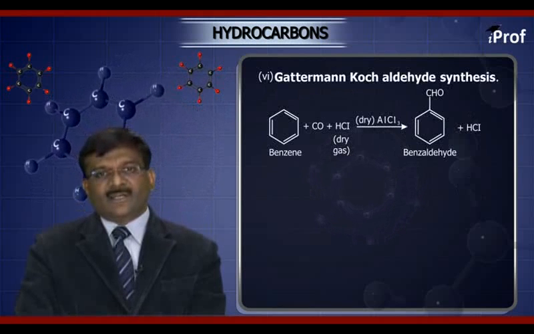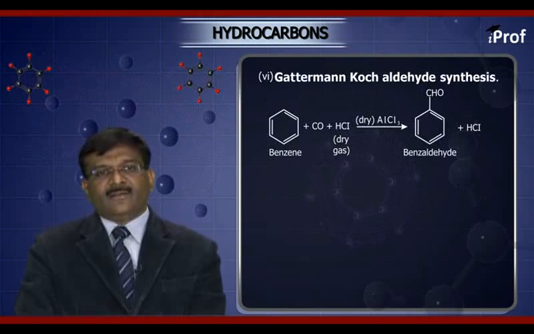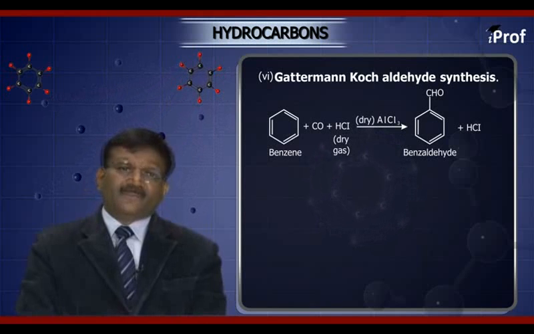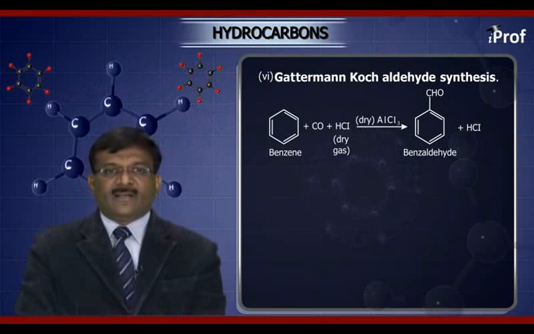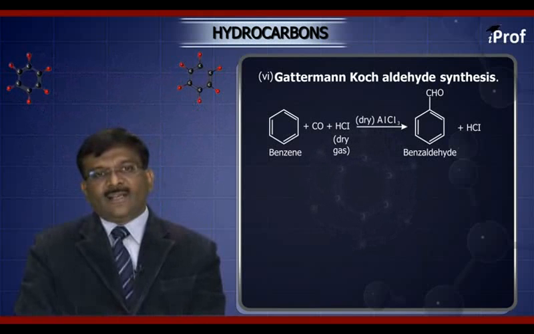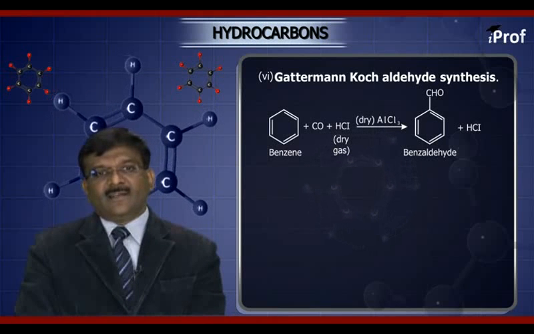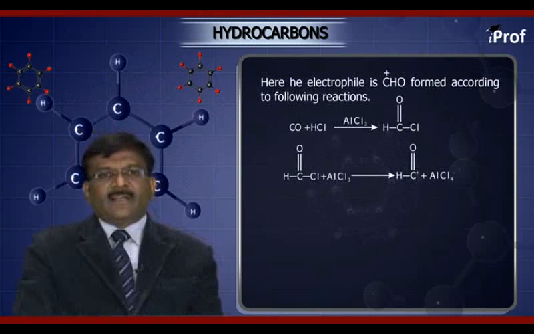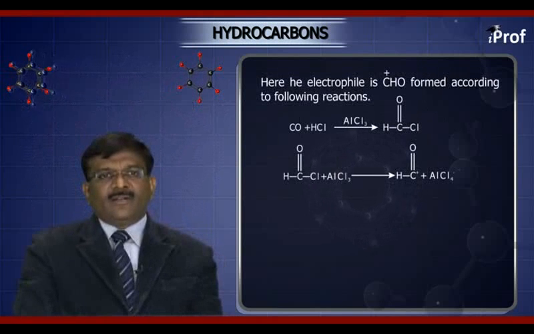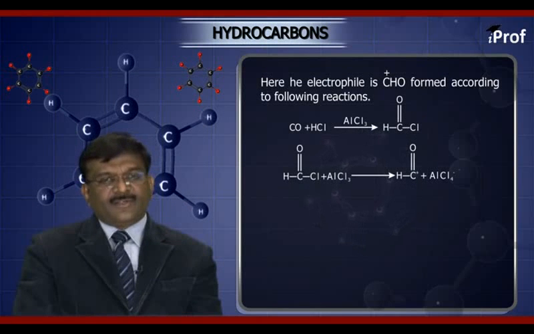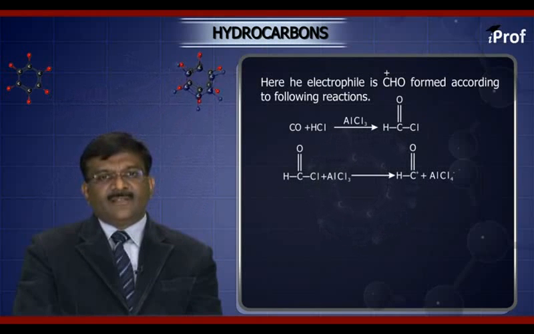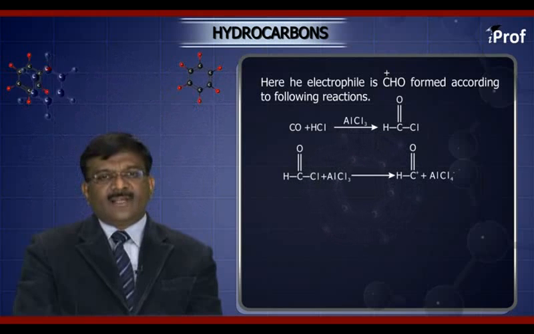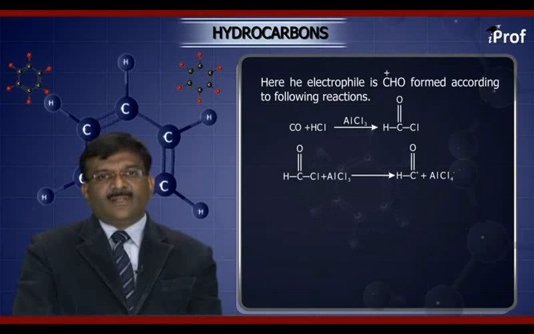Next, the Gattermann-Koch aldehyde synthesis, where benzene reacts with carbon monoxide and dry hydrochloric acid in presence of dry AlCl3, it gives the corresponding product benzaldehyde along with the liberation of HCl gas. Here the electrophile is the CHO group formed according to the reaction: CO plus HCl in presence of AlCl3 gives HCOCl. The HCOCl plus AlCl3 gives the HCO plus group, HCO plus AlCl4 minus.